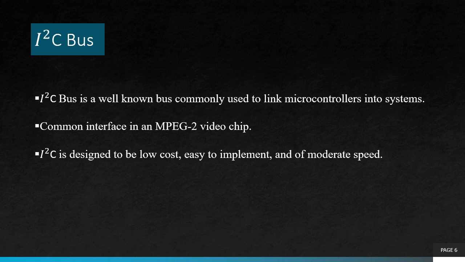The I2C bus is also known as inter-integrated circuit. It is commonly used to link microcontrollers into systems. It is used as a command interface in the MPEG-2 video chip. What is MPEG-2? MPEG-2 receives raw video and audio and outputs a compressed stream. I2C is designed to be low cost, easy to implement and of moderate speed, that is about 100 kb per second for the standard bus and up to 400 kb per second for the extended bus.